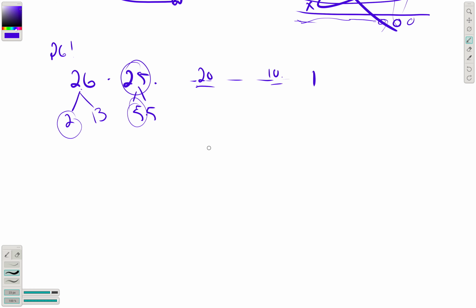Okay, fact. The only way to make a multiple of 10 is if you could divide by 5 and 2.